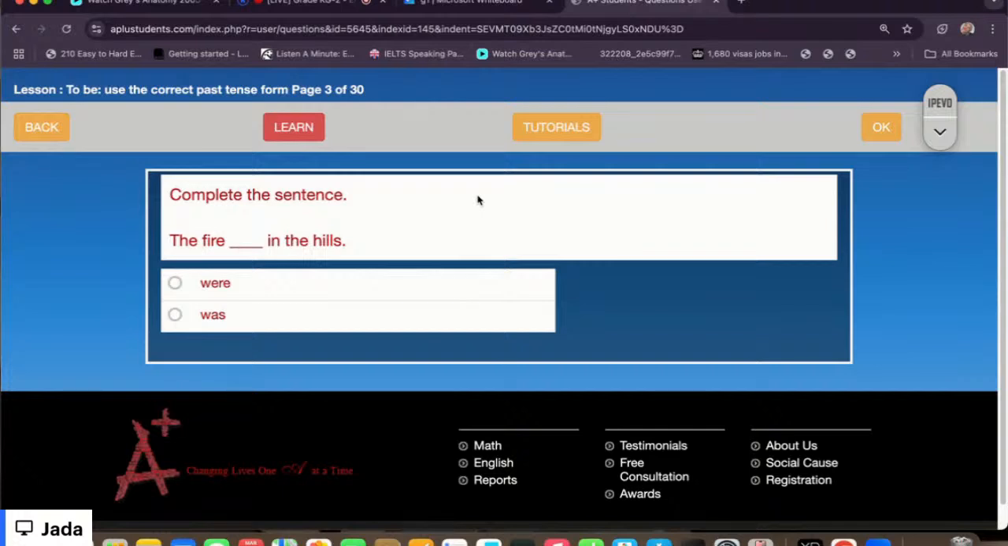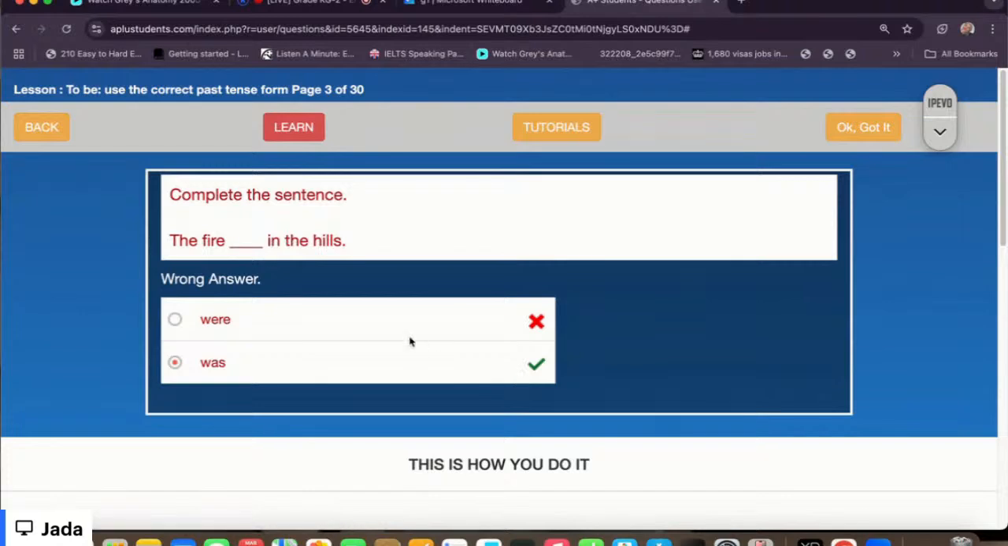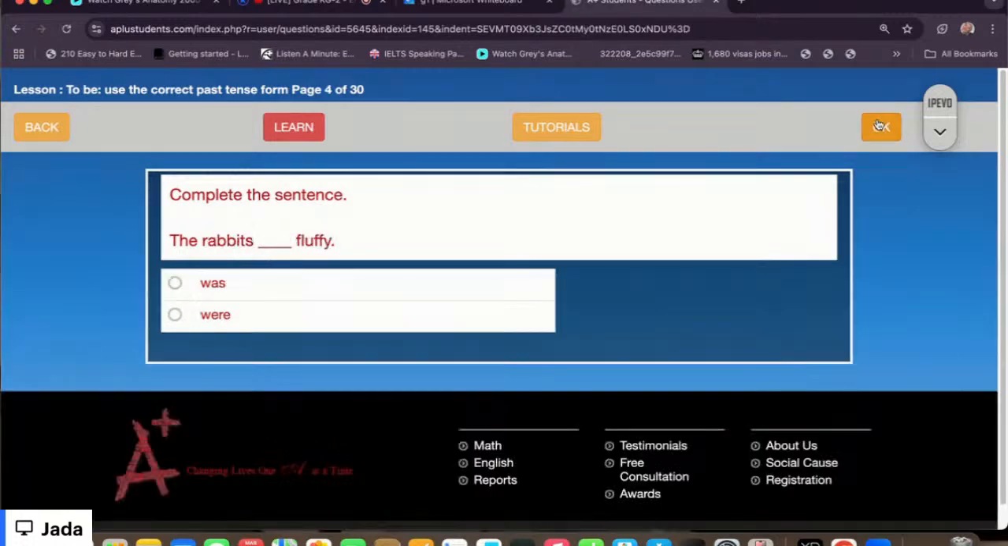If you still have more questions, you can feel free to ask, okay? Don't worry, just ask if you still have more questions. So the fire was, not where, okay? It didn't say fires, it didn't make it plural. So if it was plural, then you would have where, okay? The rabbits dash fluffy. So the rabbits was or the rabbits were. What do you think here?